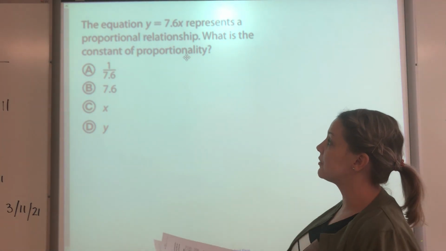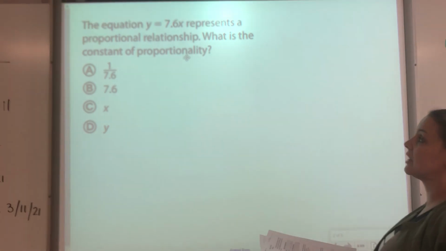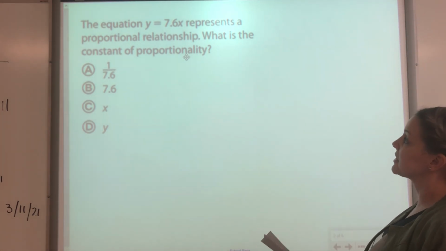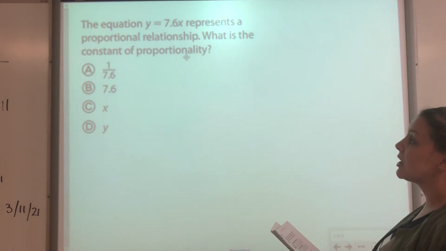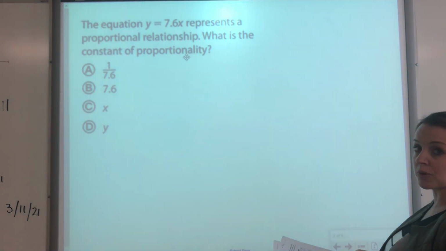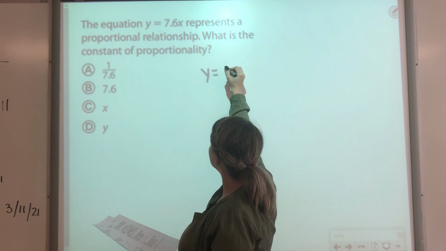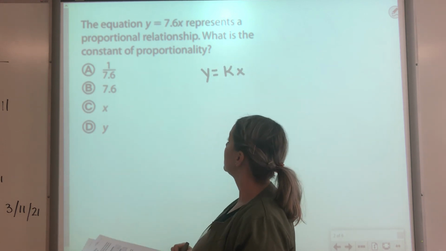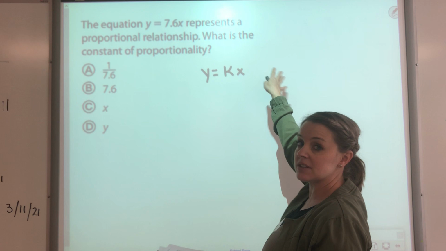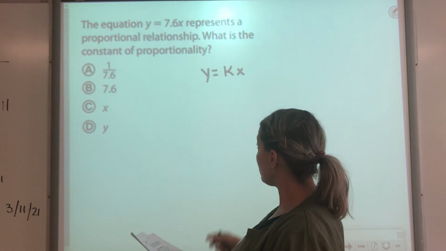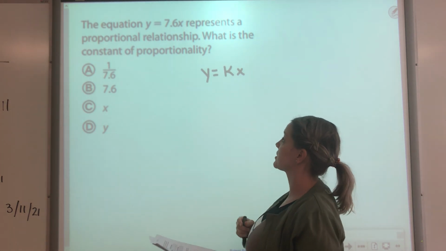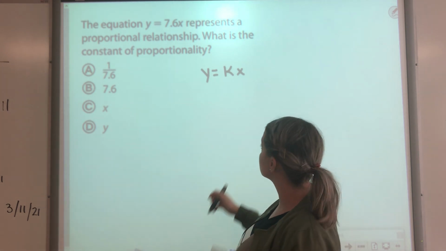The first one on the review sheet, the equation y equals 7 6/10 x represents a proportional relationship. So we know that that represents a proportional relationship because the equation is in the form of y equals kx. Okay? Nothing is added to it, nothing subtracted from it. So any equation that's in the y equals kx form is a proportional relationship.